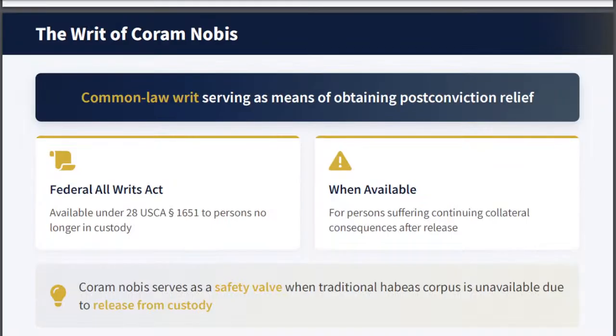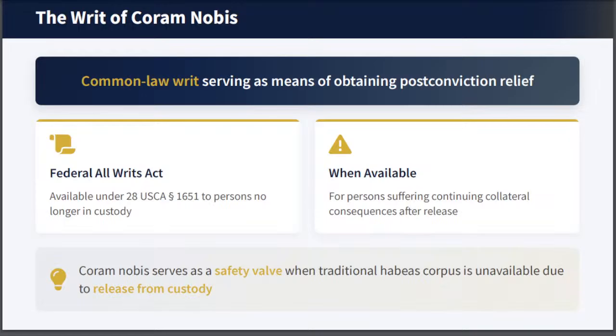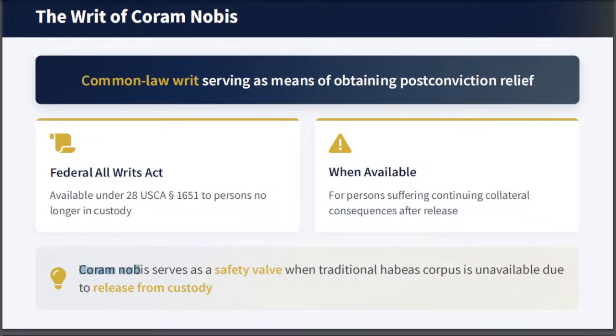Okay, the writ of coram nobis, a common law writ serving as a means of obtaining post-conviction relief. This is the Federal All Writs Act, available under 28 U.S.C. 1651 to persons no longer in custody, when available for persons suffering continual collateral consequences after release. Coram nobis serves as a safety valve when traditional habeas corpus is unavailable due to a release from custody.